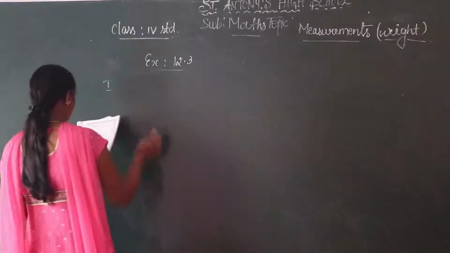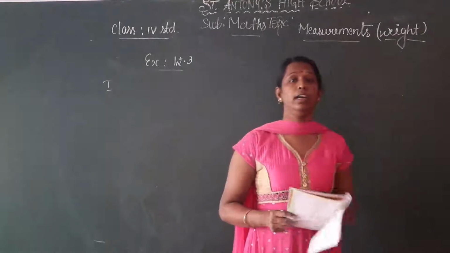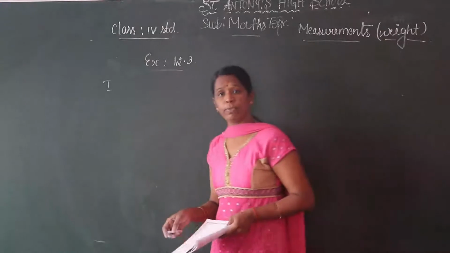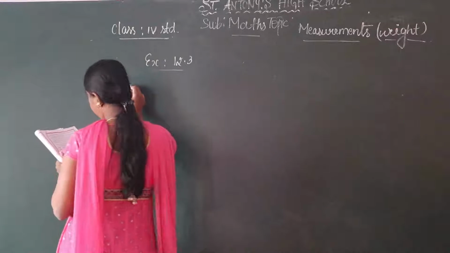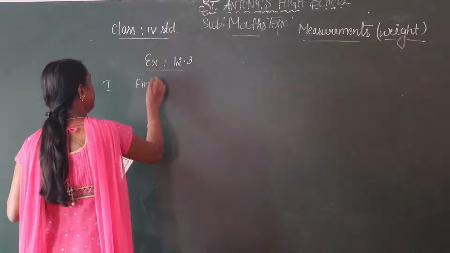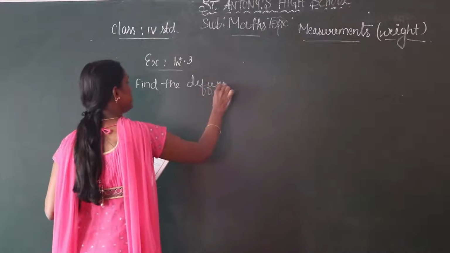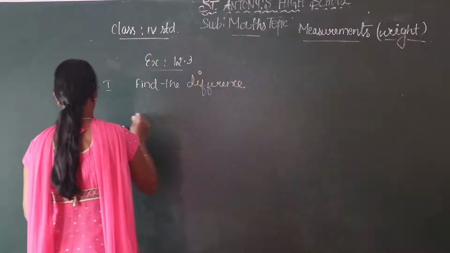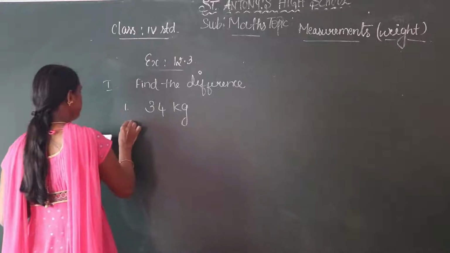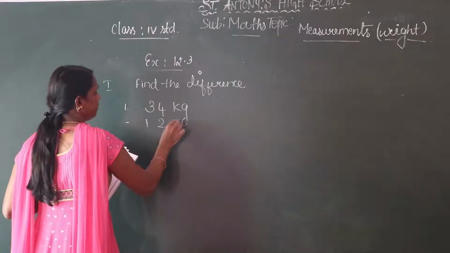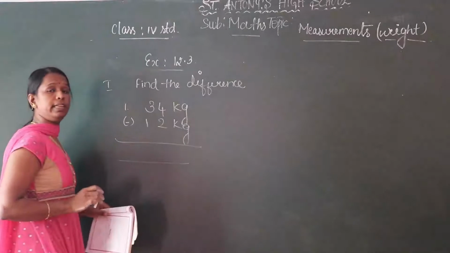Now we also do the subtraction, or the difference, between the weights. It may be in kg or in grams. First we find the difference. First one, 34 kg minus 12 kg.